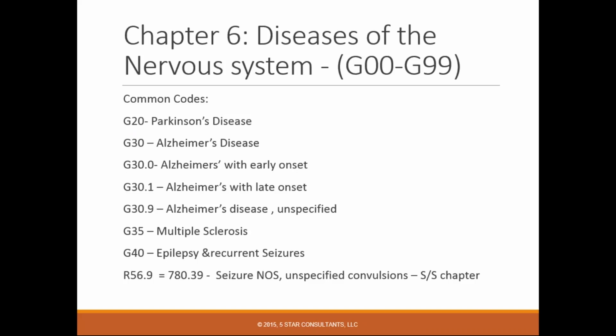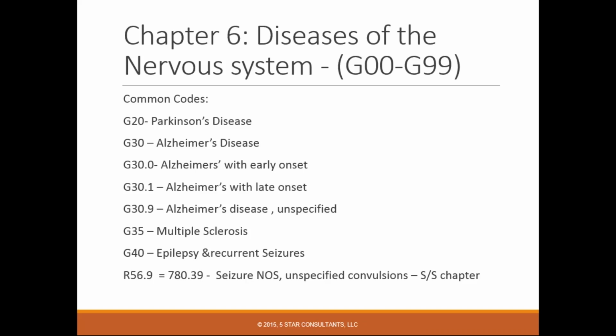All right, Chapter 6 is G00 to G99, and that's the nervous system. So here's where I had said G30 for Alzheimer's. So we have our Parkinson's, our G20. We have our Alzheimer's, G30. We have two specific Alzheimer's codes in addition. G30.0 is Alzheimer's with early onset. G30.1 is Alzheimer's with late onset, and G30.9 is our Alzheimer's unspecified.